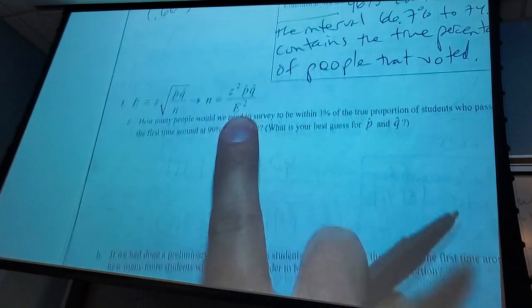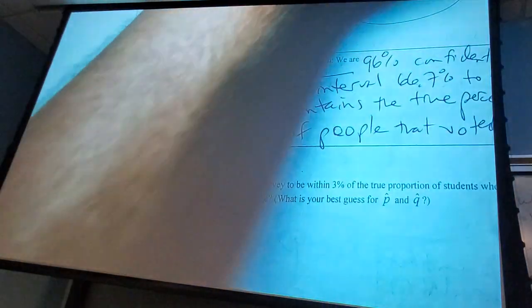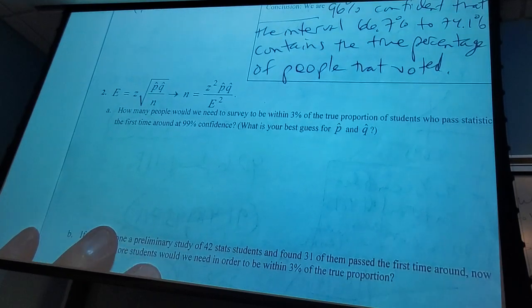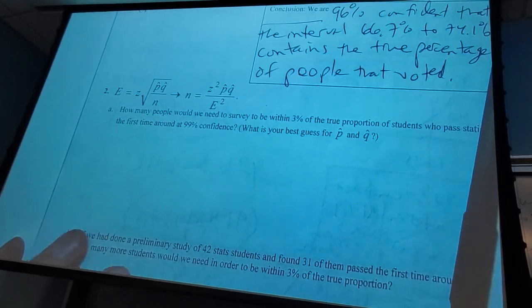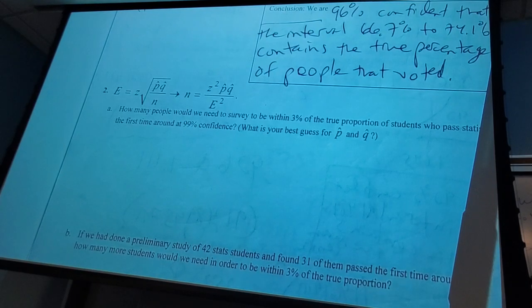So that's the formula there. Okay, so read through part A there, and I want you to tell me, well, I pretty much give you a hint. Can anyone tell me what the error is? What I want the error to be?